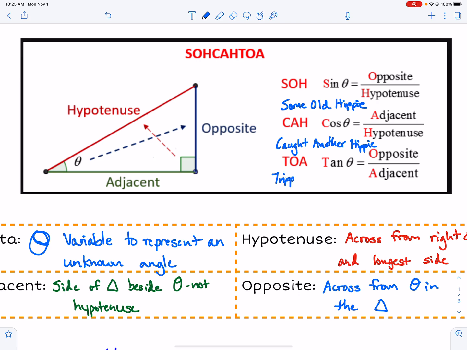And then tripping over apples. So that helps us remember the tangent of theta equals opposite over adjacent, tripping over apples.